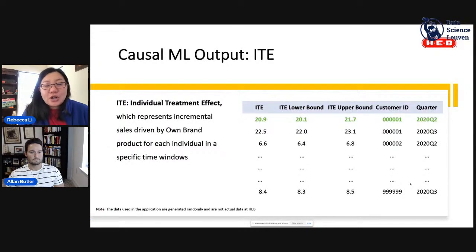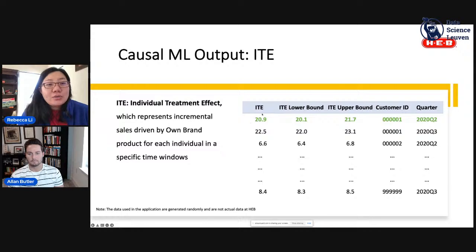Okay. And the chart on the right is the output of our causal analysis, which displays the individual treatment effect, customer ID, and the quarter, which is the period of future incremental customer value we estimated. In our data set, we are observing the customer over 7 quarters. Therefore, we will have 7 different observation points for each customer. Each observation is for each customer and each quarter. Another thing I want to call out, these numbers are fake, not the real HEB analysis result.